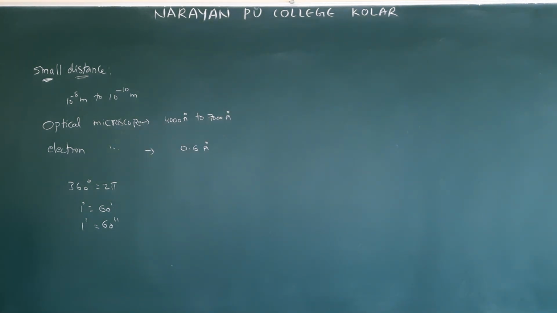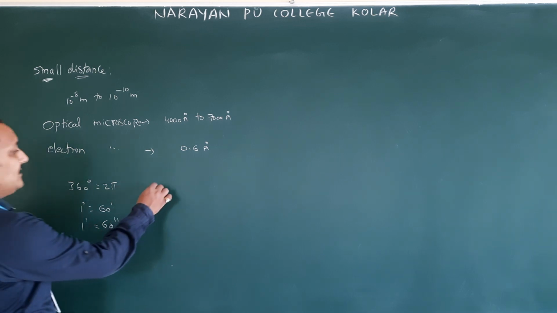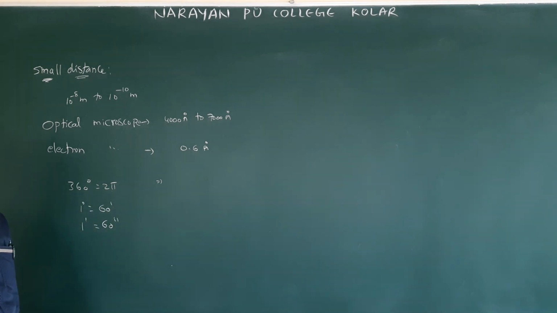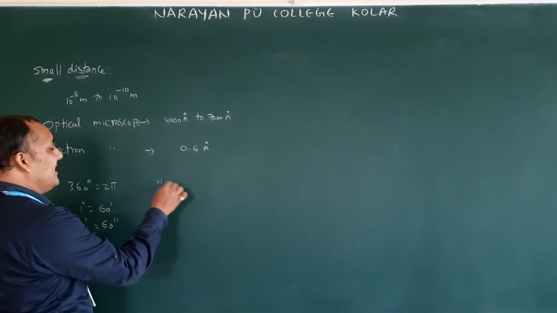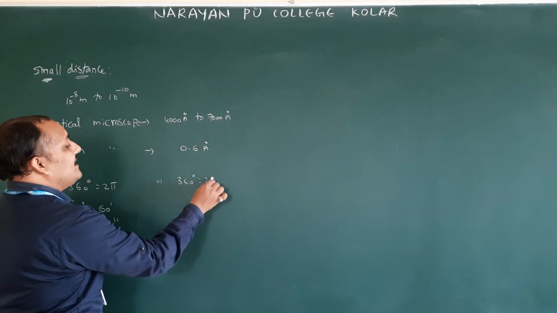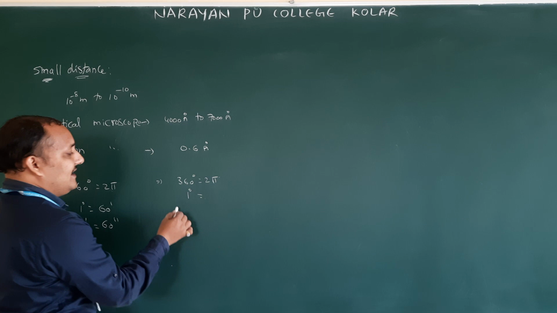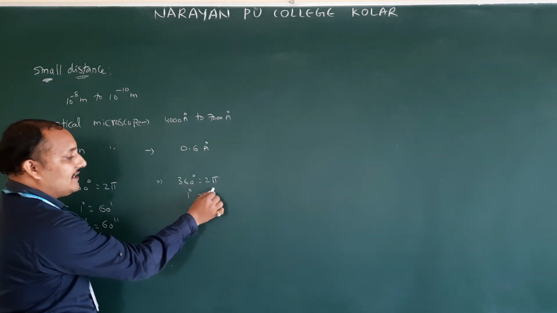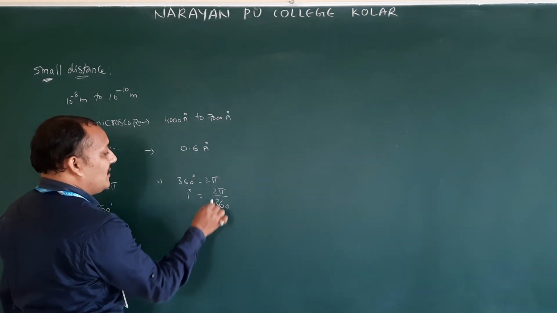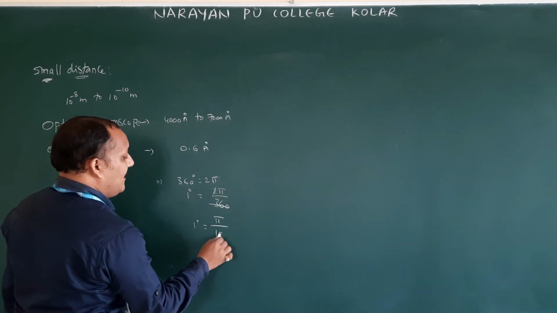That one they gave conversion here. Calculate the angle of 1 degree. So 1 degree means they gave here 360 degrees equal to 2 pi. Whoever has the textbook, you can see that is example 2.1. Calculate the angle of 1 degree. 360 degrees equal to 2 pi means 1 degree is equal to, this 360 goes to this side, 2 pi by 360. That is nothing but 1 degree is pi by 180.